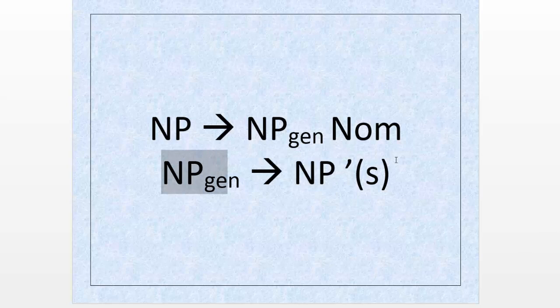Okay, then that NP-gen, where does it go? Well, it goes exactly where we've had determinatives go in our structure when they're functioning as determiners, and that is they combine with a nominal to give you an NP. So NP-gen plus a nominal gives you an NP. So let's look at some examples.